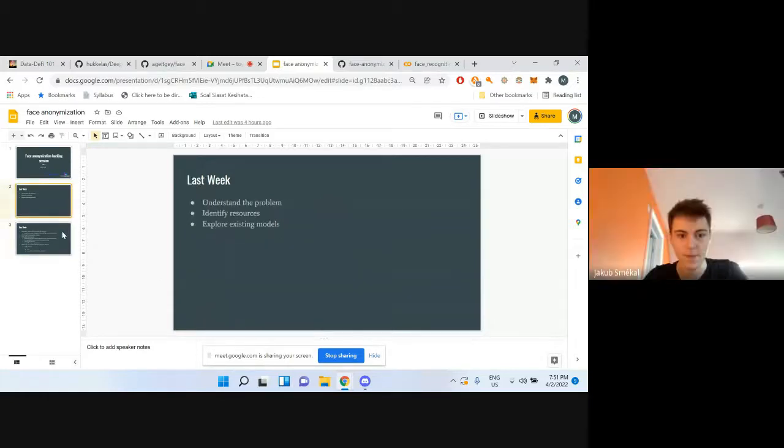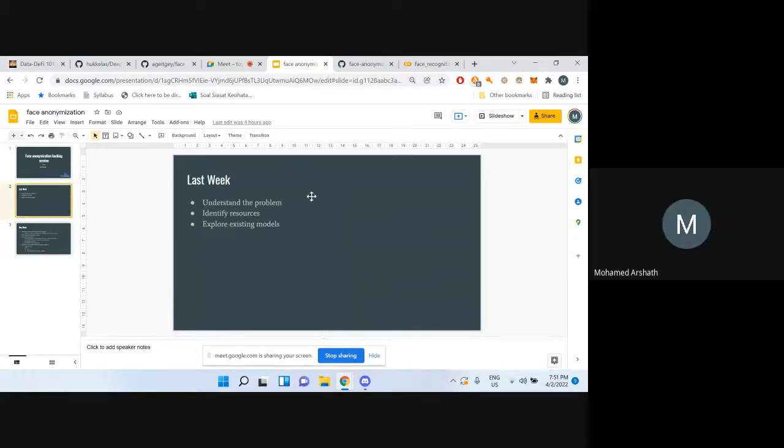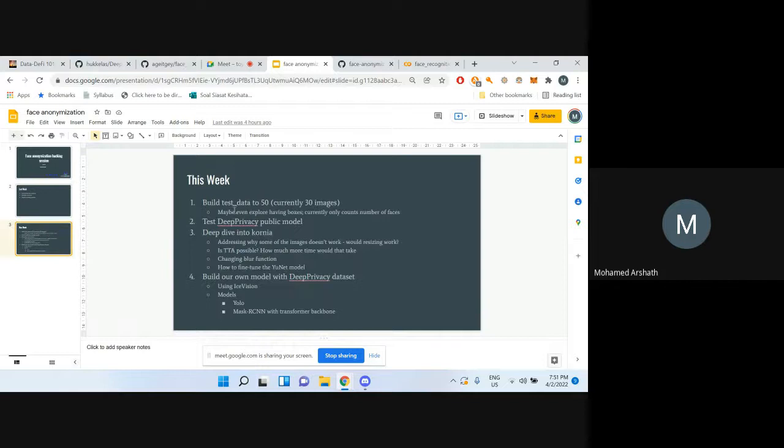Now it's on. So basically, I think this is what we have done. We picked out the resources and explored some of the existing models. This is what we have in mind: the test data, maybe we'll build it to 50 and over time to 100 images. Like I mentioned, some of these models have very high accuracy on public data sets, so they're not giving us enough idea of how they perform in the wild. That's why I thought of building a test data set ourselves.